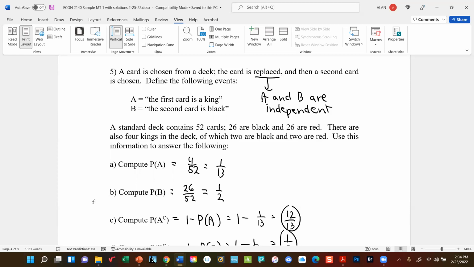Now, how about part B? The probability of getting a black card, given that there are 26 black cards in the deck, that probability is 26 out of 52, which is a half. And that's it.